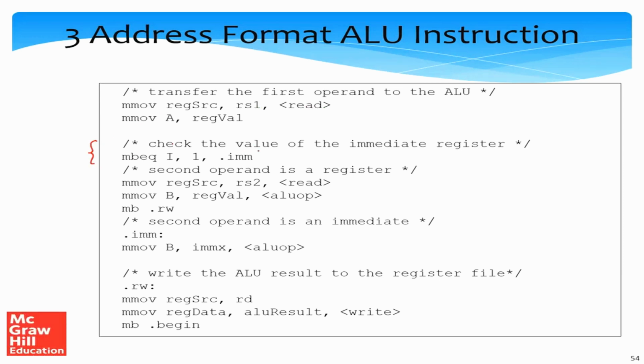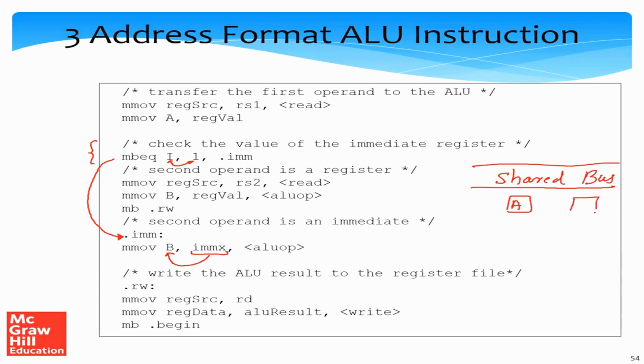So here we check the value of the immediate register. We compare the contents of register I with the value 1. If I is equal to 1, it means that the immediate is set to true. So we will jump to .im, which is over here. Here we transfer the contents of imx, which is the extended immediate, to the register B. So recall that the ALU is also connected to the shared bus via the registers A and B.